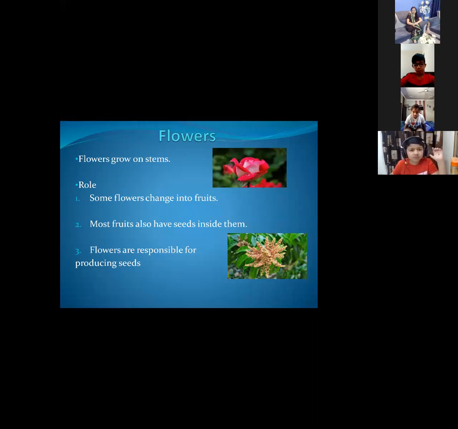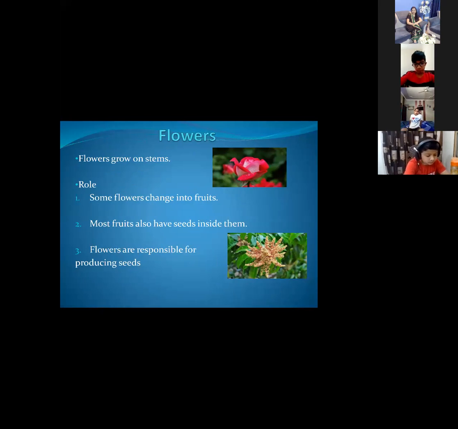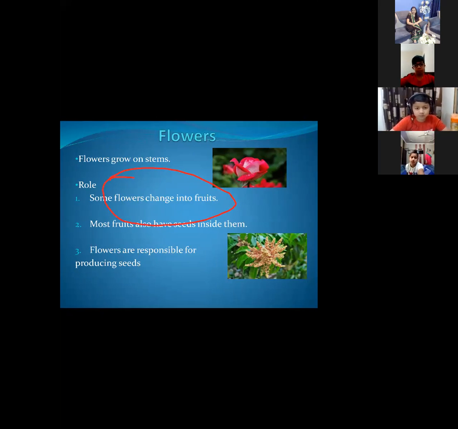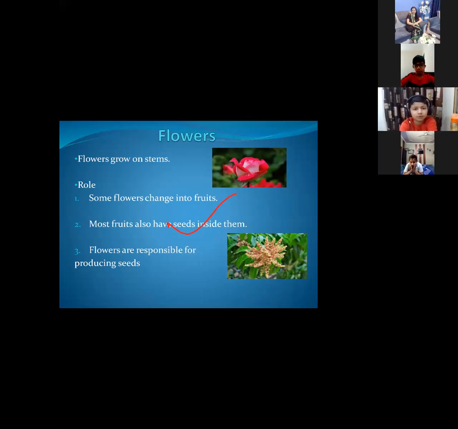Okay, now let's recap what we have done in this class. Flowers grow on the stem. Some flowers change into fruit. Not all flowers, only some flowers change into fruit, and most of the fruits have seeds inside them. So that's the reason we say flowers are responsible for producing seeds. Because from flower we get fruit, and inside fruit there are seeds.